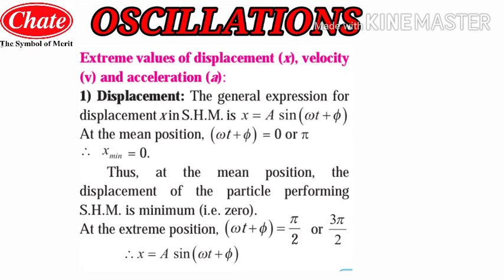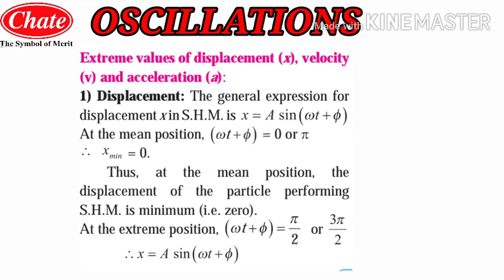Now we will see at the extreme position the omega t plus phi will be pi by 2 or 3 pi by 2. So simply we have to just put the value, then we will get x is equal to a sine of omega t plus phi. So this value we can put, then we will get x is equal to a sine of pi by 2.